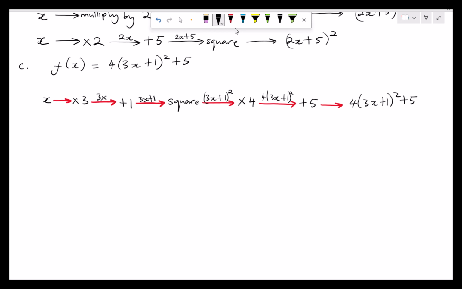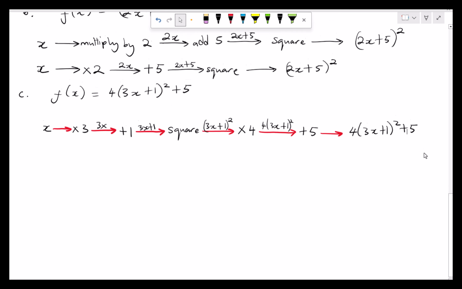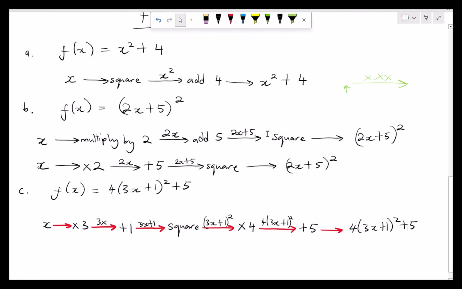Instead of writing it in full, you can easily do it in this way, whereby you're just stating what is being done, where you can possibly do so. So this is how you get to do flow diagrams. It's simply stating everything that is being done to get the final function starting from x.